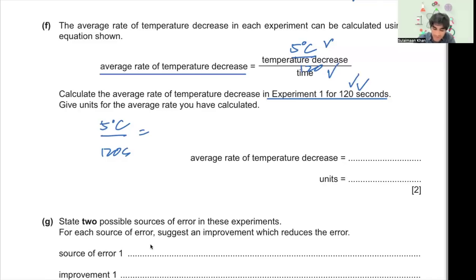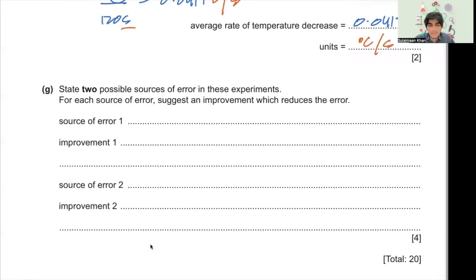Total over total. So 5 over 120. What do you get? 0.0417. And what are the units for it? 1 mark is literally for writing the numerator and the denominator units. Students, teachers also, they don't even write the units. But remember, numerator unit as it is, denominator unit as it is. So degree Celsius over second. That's it. Now, that's a good question.